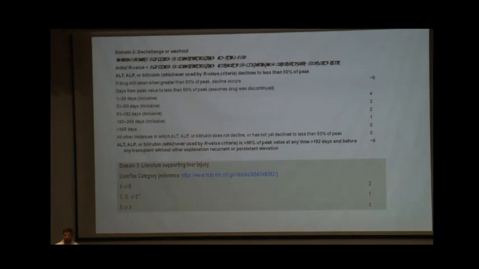In de-challenge or recovery after the drug delivery, if the hepatocellular pattern was there, then the score was calculated with respect to ALT, and if it was cholestatic, then the score was calculated on the basis of ALP and bilirubin. So -6 was given if the drug is still taken, whether greater than 50% of the decline.